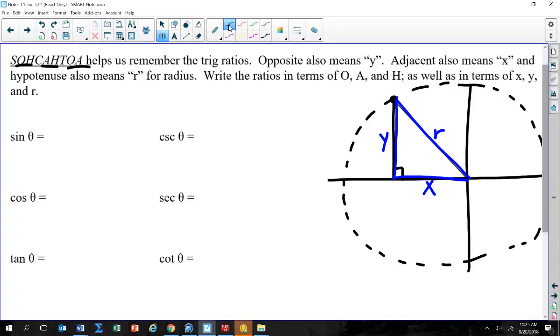Okay. So, for example, sine. That would be opposite over hypotenuse. And if I use my picture, here's my reference angle. Opposite of my reference angle would be y, and the hypotenuse would be r. Let's see how I can write sine theta as y over r.